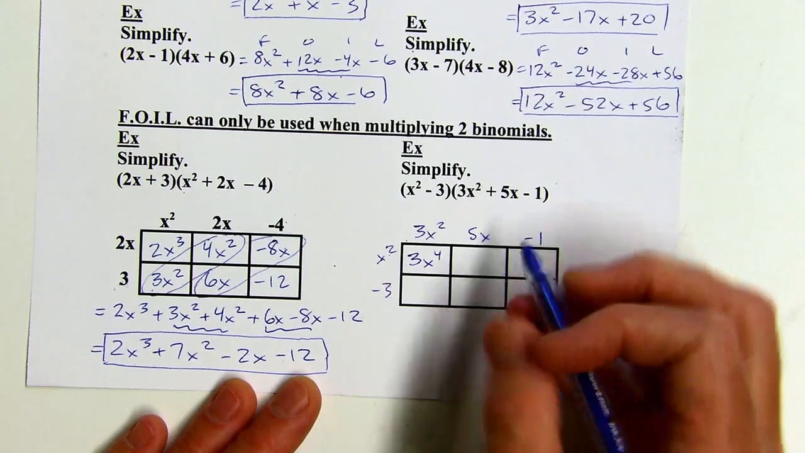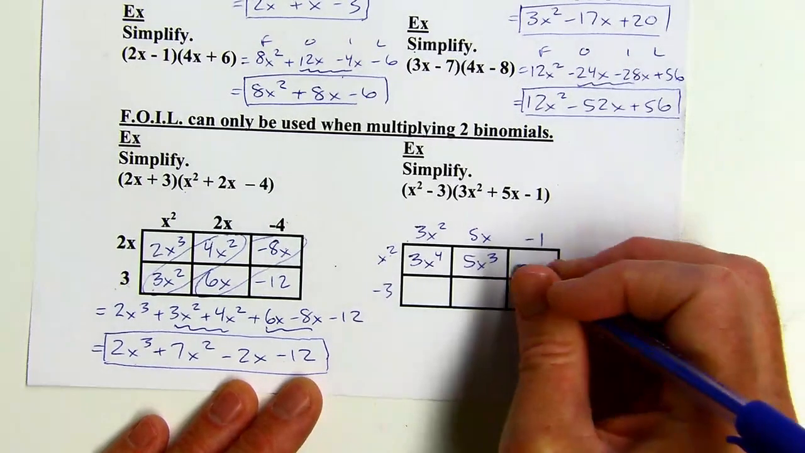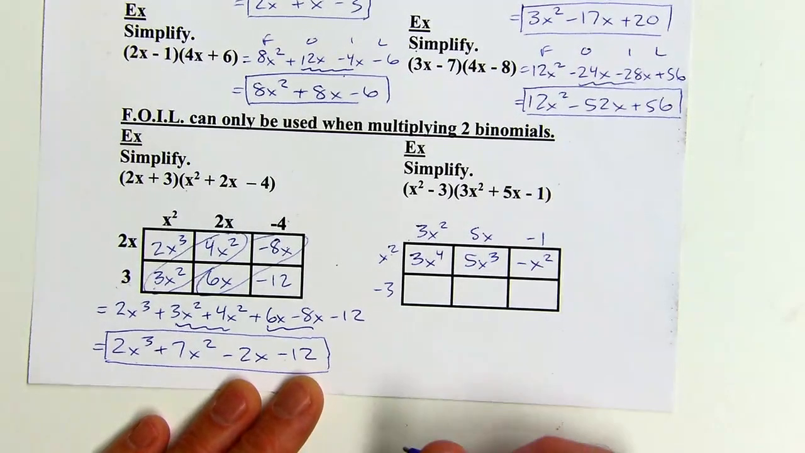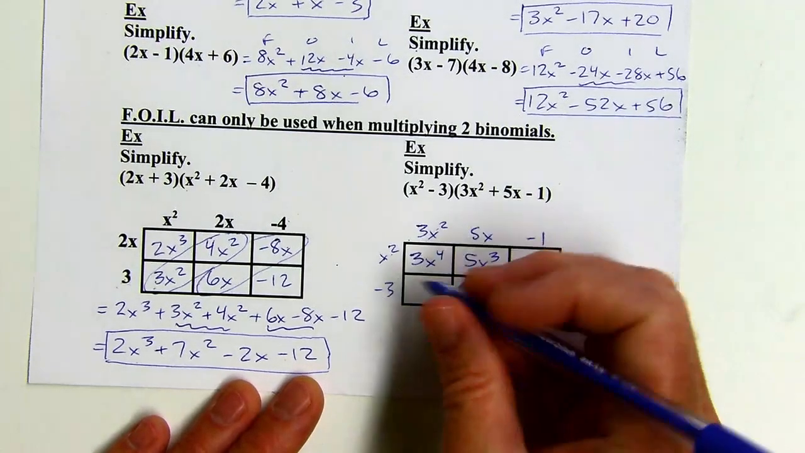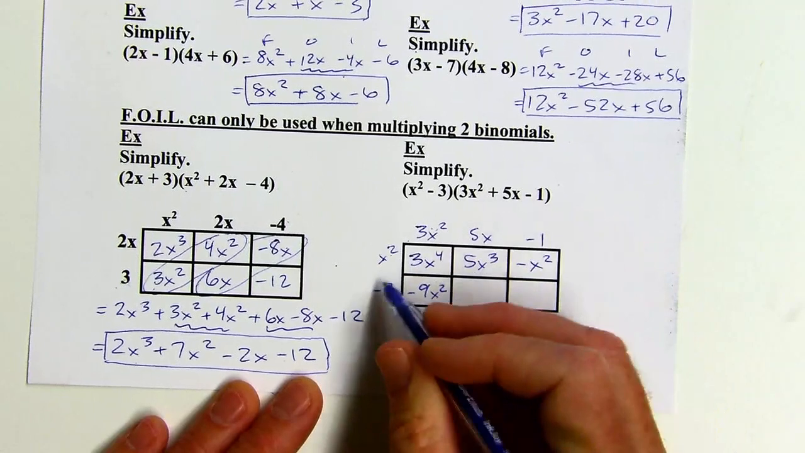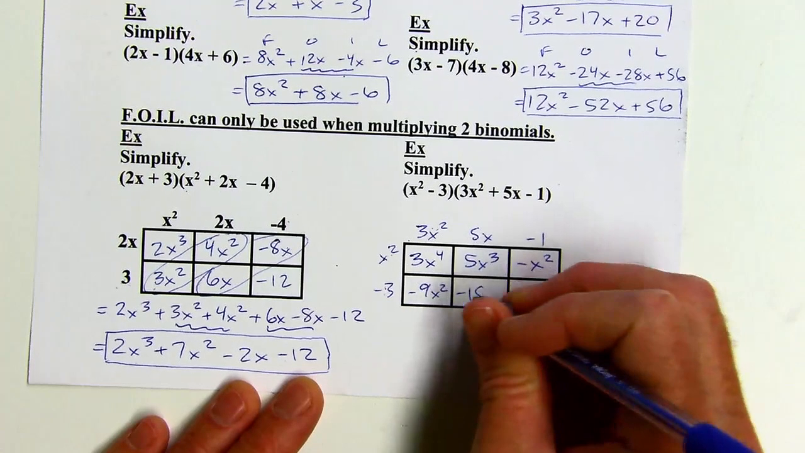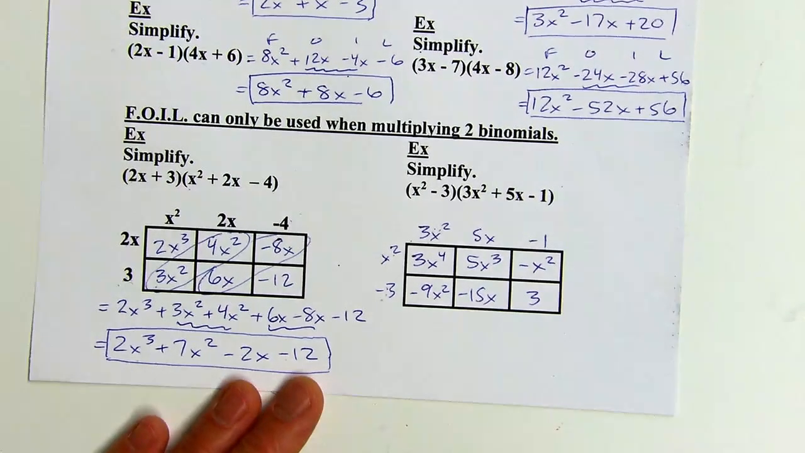X squared times 5x squared would be 5x to the third, and x squared times negative 1 is negative x squared. Okay. And then here, negative 3 times positive 3x squared would be negative 9x squared. Negative 3 times 5x is negative 15x. And negative 3 times negative 1 is positive 3.